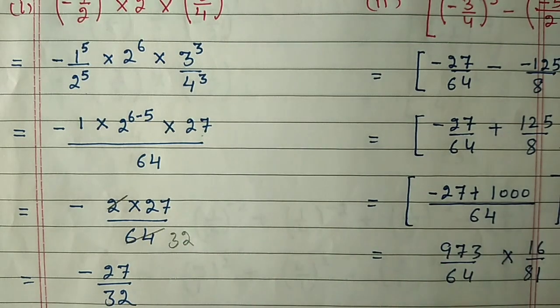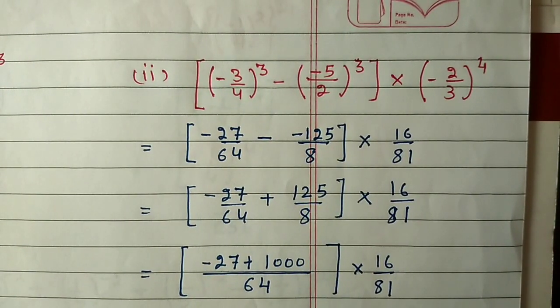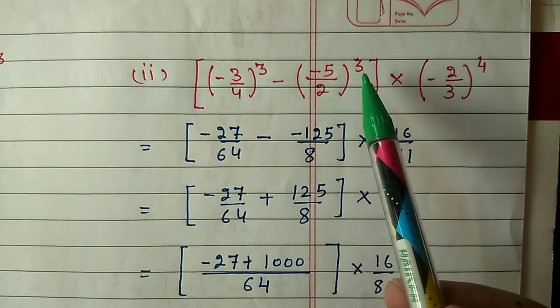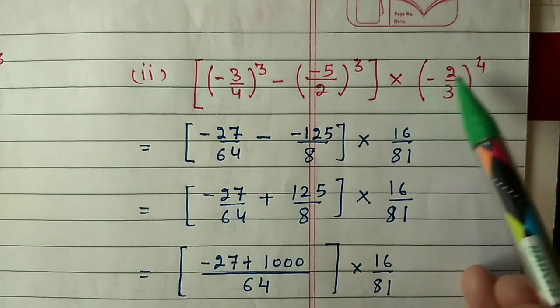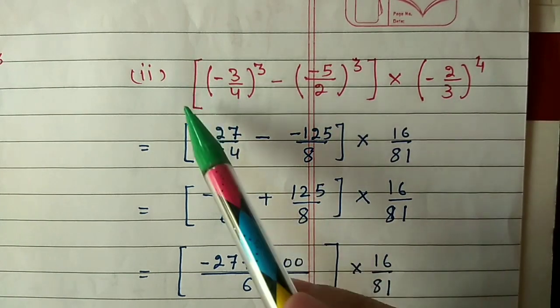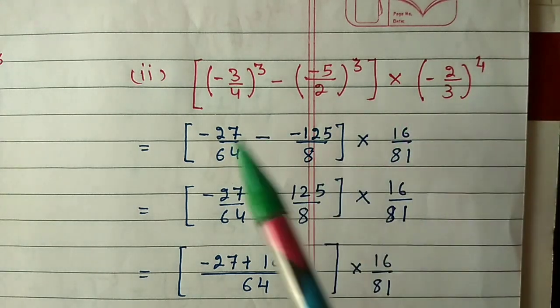Here we have to write our answer in simplified form, not in exponential form. Second part, minus 3 by 4 whole to the power 3 minus 5 by 2 whole to the power 3 multiply by minus 2 by 3 whole to the power 4. So first we will simplify this bracket. We will use the BODMAS rule and then we will go for this.